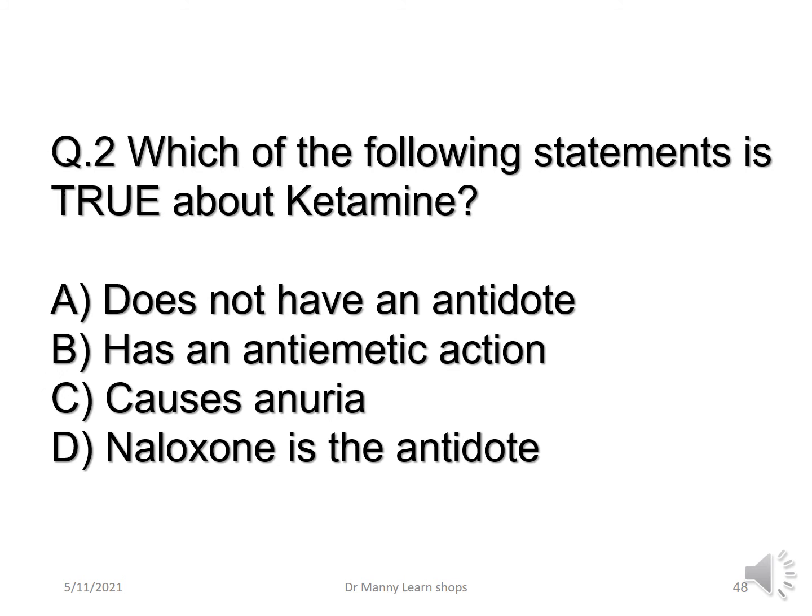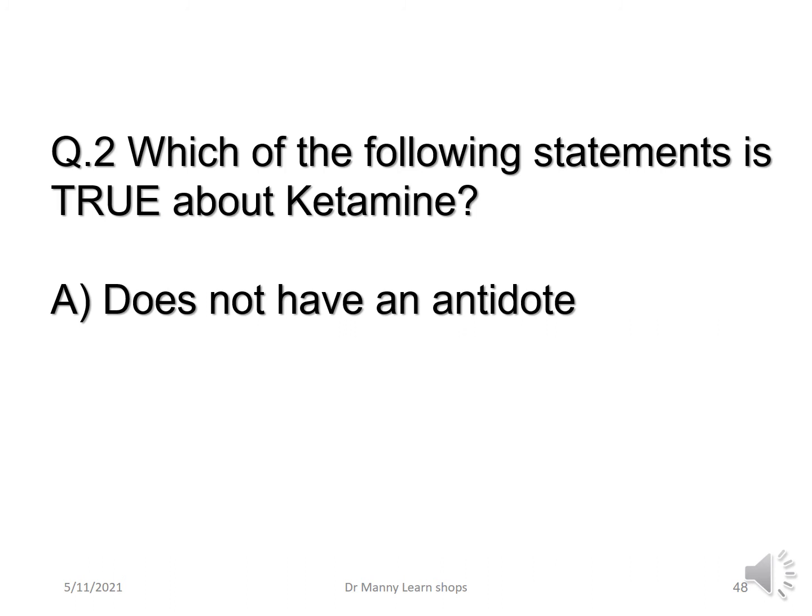Which of the following statements is true about ketamine? A, it doesn't have an antidote. B, has an antiemetic effect. C, causes anuria. D, naloxone is the antidote. Ketamine does not have an antidote.